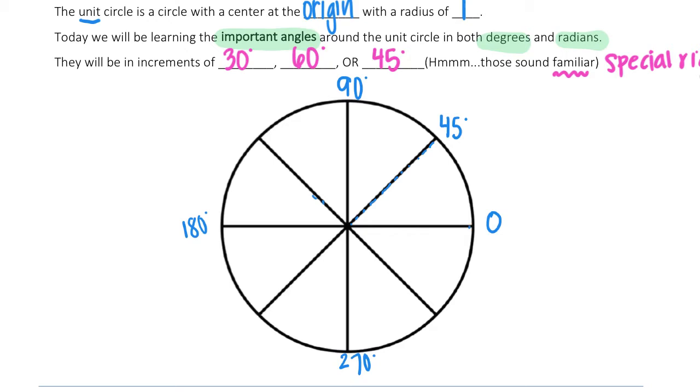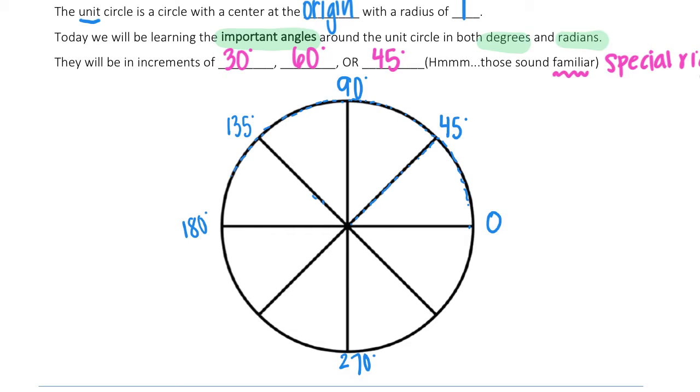So we have 0 plus 45 gets us to 45. 45 plus 45 gets us to 90. And then we're going to keep adding 45 as we go around the unit circle. 90 plus another 45 degrees would give us 135 degrees. So 135 degrees is a key unit circle angle.